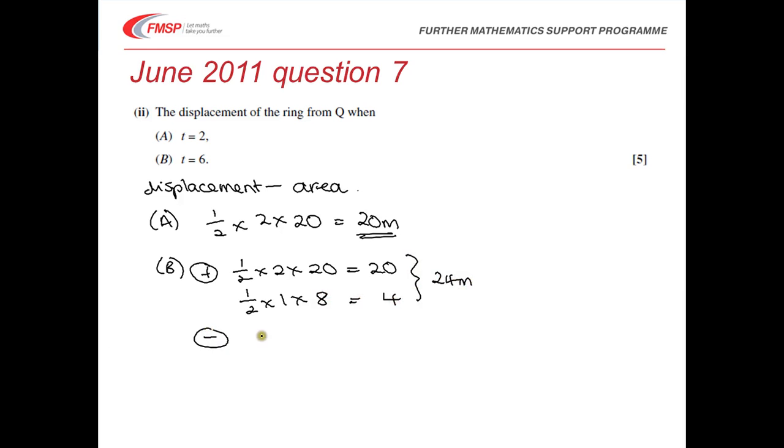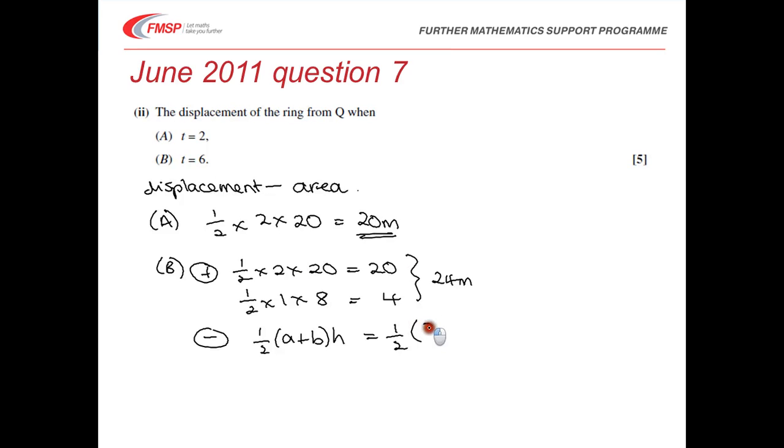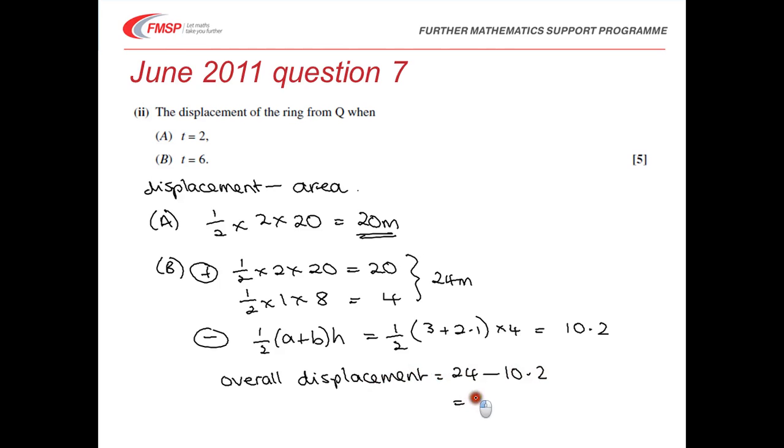And then we need to have a look at the negative section where it's going back towards the starting point. And if we remember the formula for the area of a trapezium, we need to work out A and B and H. A and B are the 2 parallel sides, so the bottom side here, or top side, whichever way you think about it, is 2 to 5, so that's a length of 3. And then this side here has got a length of 2.1, the difference between these two values. The vertical height is 4, and so we're going to have 3 plus 2.1, the two parallel sides, multiplied by 4, and that gives us 10.2. That's negative, so the overall displacement will be 24 minus 10.2, which works out to be 13.8.